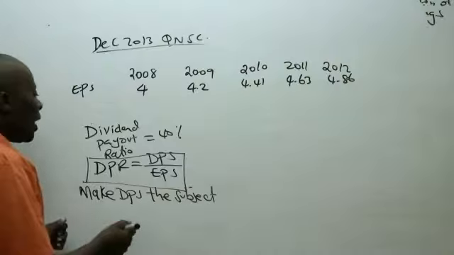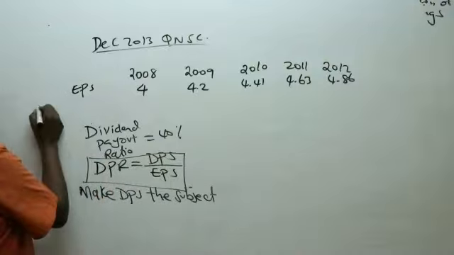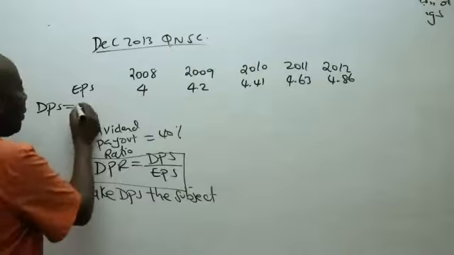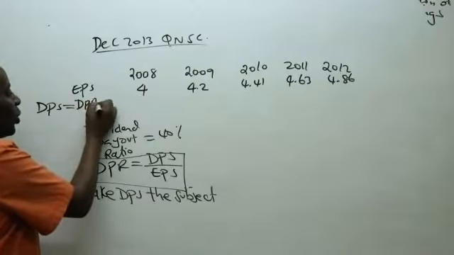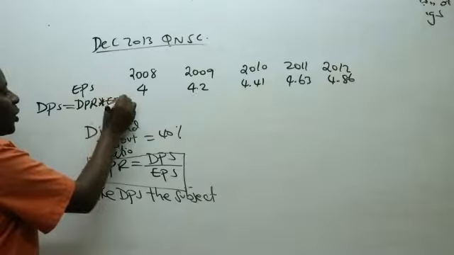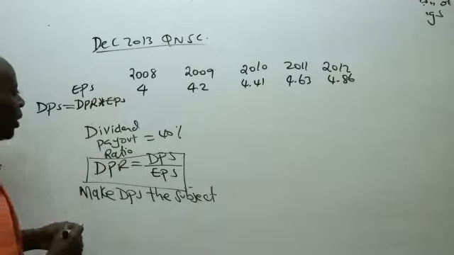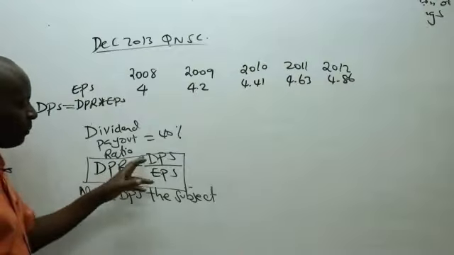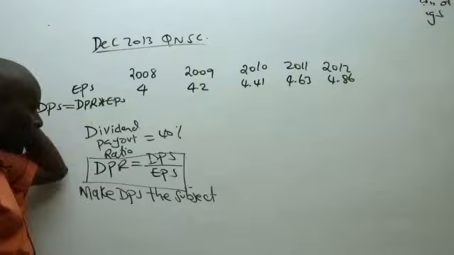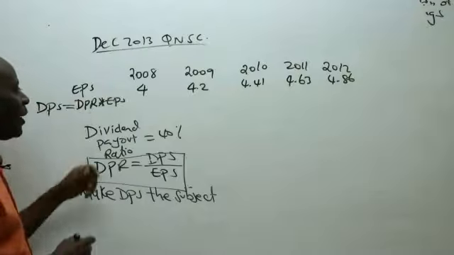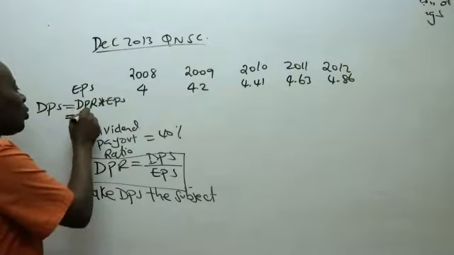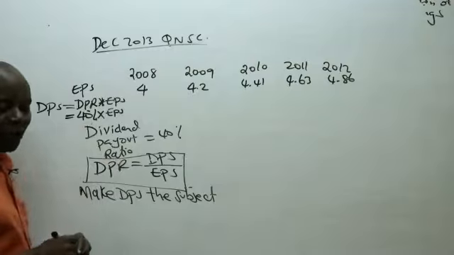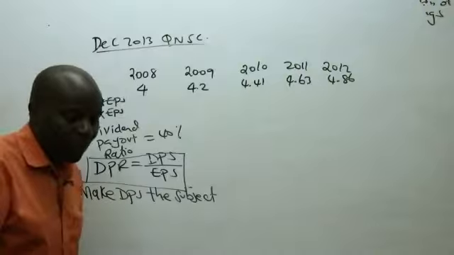If I cross multiply, I will see right away that my dividends per share will be equal to dividend payout ratio times EPS. If I make DPS the subject, my DPS will be equal to dividend payout ratio times EPS. So this will translate to 40% of our EPS.